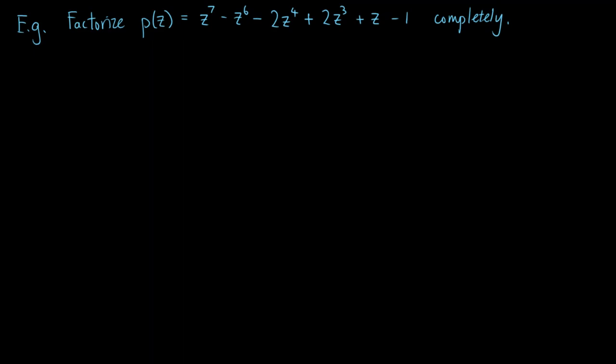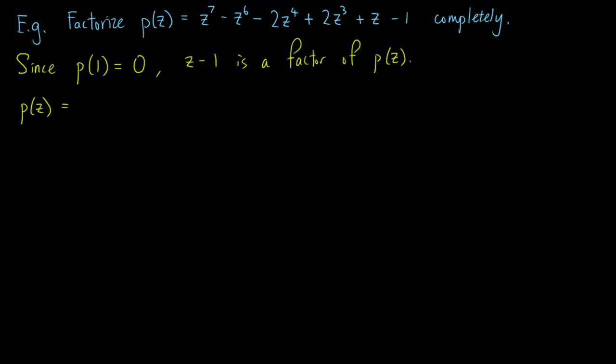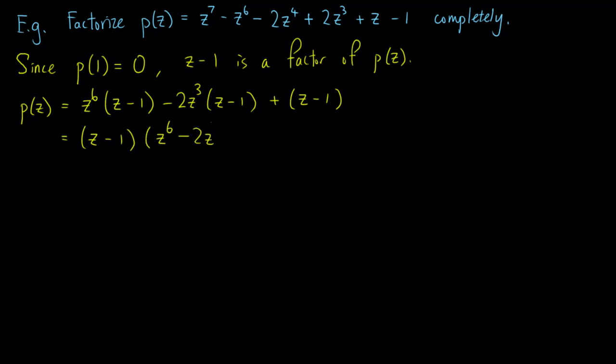Let's look at an example. We want to factorize the polynomial p(z) equals z^7 minus z^6 minus 2z^4 plus 2z^3 plus z minus 1 completely. First, we have p(1) equals 0, so z minus 1 is a factor of p(z) by the factor theorem. By inspection, we can take out the common factor z minus 1 by grouping the terms of p(z) as z^6 (z minus 1) minus 2z^3 (z minus 1) plus (z minus 1), which equals (z minus 1)(z^6 minus 2z^3 plus 1), which equals (z minus 1)(z^3 minus 1)^2.